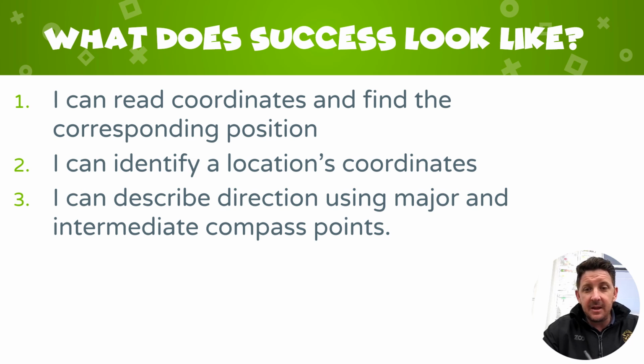All right, Maths Legends, let's have a look at what we're going to need to do by the end of this lesson. The first thing is we're going to need to be able to read coordinates, and then find where they go on our actual plane. The second thing is to identify a location. So say this is where the location is, and this is what the coordinates are that go with it. And the last one is being able to use direction to say where things go. So those compass points, from the major ones of north, south, east, and west, and also the ones in the middle: northeast, northwest, southeast and southwest.